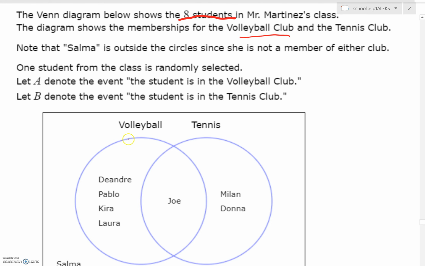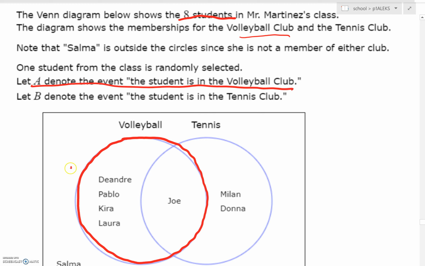And I'm going to highlight that circle right here. We've got all these kids right here in this circle are in volleyball. And that, by the way, we can write as event A, that a student would be in volleyball. Likewise, we also have another circle. We'll talk about that soon enough. That would be circle B. Everyone who's inside that second circle would be in the tennis club.